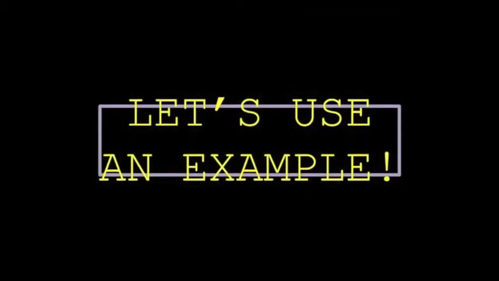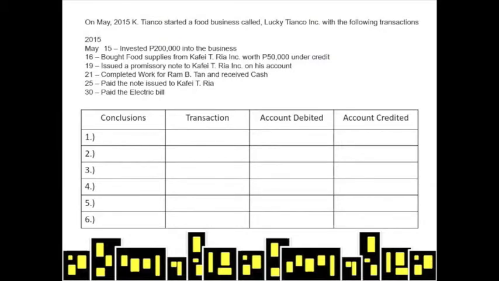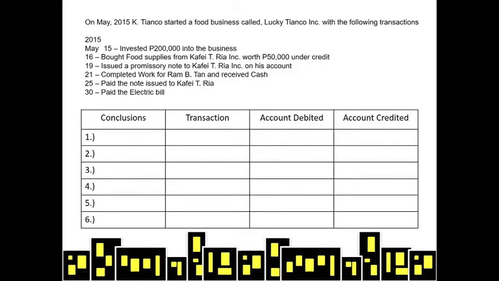Let's use an example. On May 2015, Kiko Tianco started a food business called Kiko Tianco Inc. with the following transactions. 2015, May 15, invested 200,000 pesos into the business. May 16, bought food supplies from Cafeteria Inc. worth 50,000 pesos under credit.